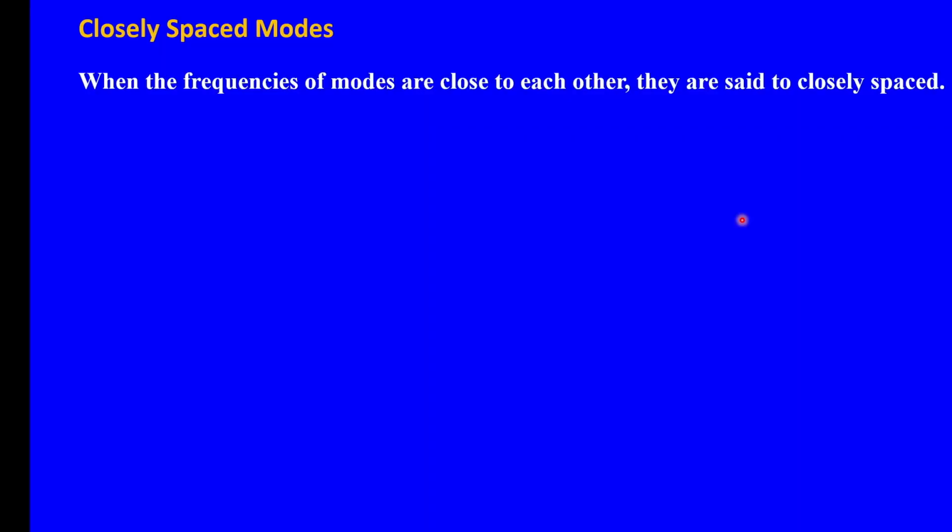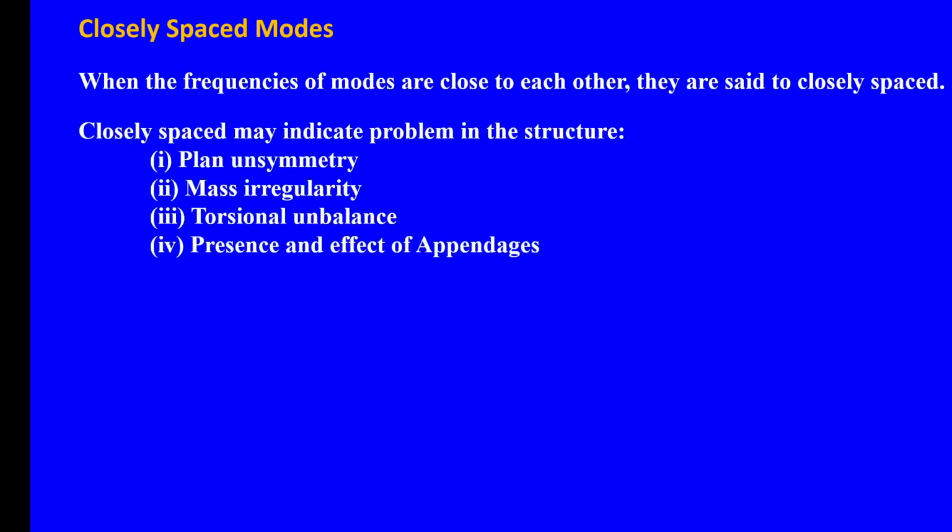Now the question regarding closely spaced modes. When the frequencies of modes are close to each other, they are said to be closely spaced. Closely spaced modes do not mean any healthy condition for the building. Rather, it indicates there are problems in the building structure. Firstly, there can be plan asymmetry, there can be mass irregularity, there can be torsion and unbalance, all of which are detrimental to the performance of the structure.